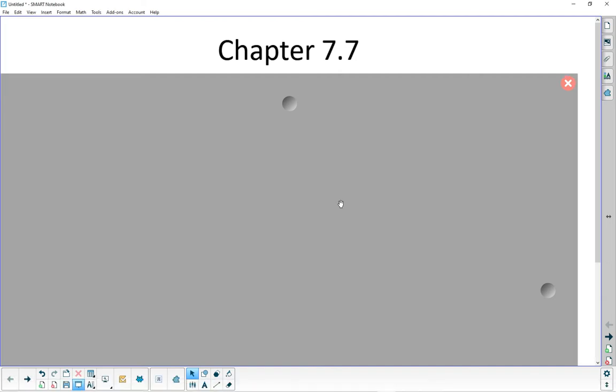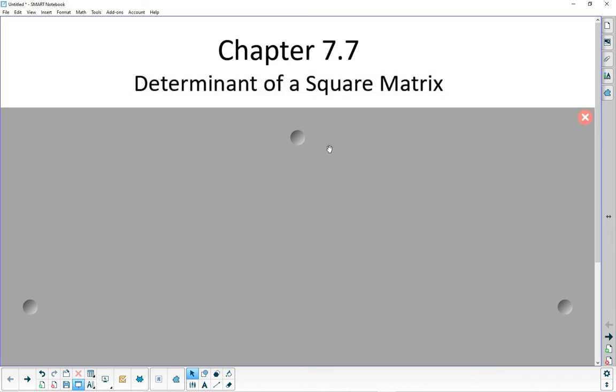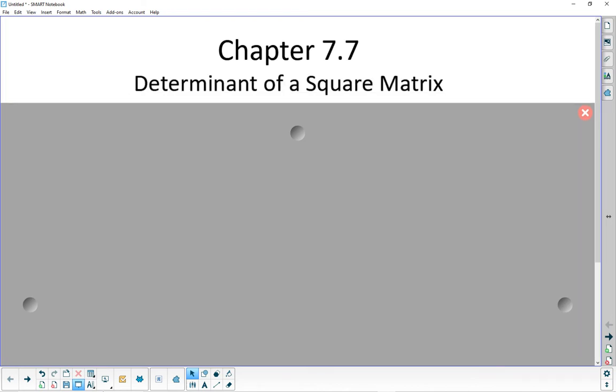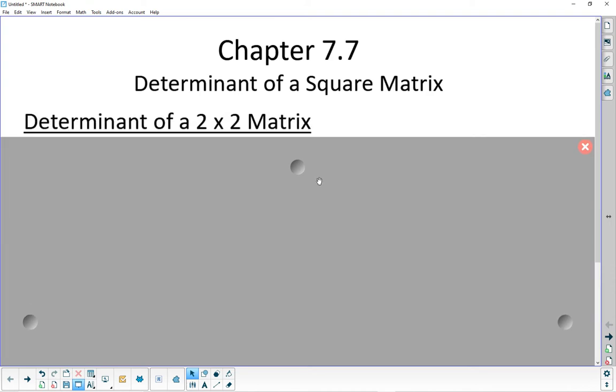To do a determinant for a matrix, there are two methods. Today I'll show you the first method. So, chapter 7.7, and we're going to find the determinant of a square matrix. It's got to be a square, or else you can't find a determinant.